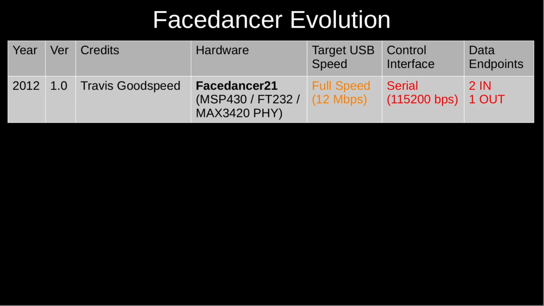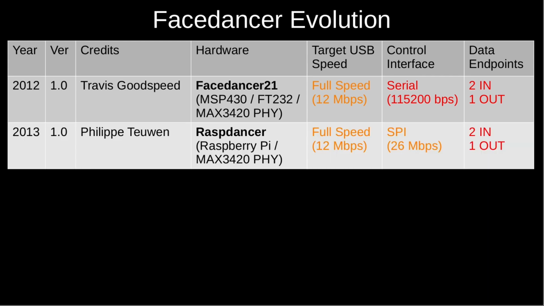So this was a really useful tool, but there were a lot of devices that you couldn't emulate with it, either because you couldn't go fast enough or because you didn't have enough endpoints. Now, Philip Terwin adapted this to run on a Raspberry Pi with the Raspdancer hat board. So you had SPI to the PHY at 26 megabits per second, which took away that bottleneck, but you still had the other limitations. It's still full speed with just this handful of endpoints.